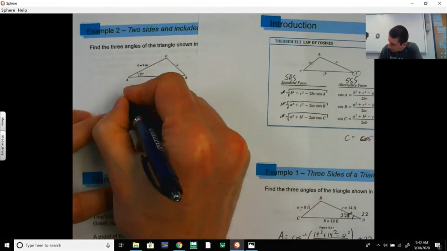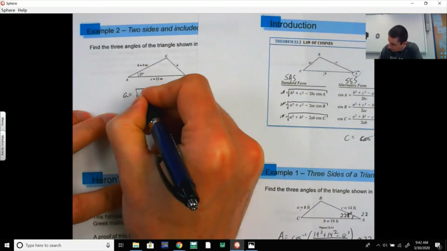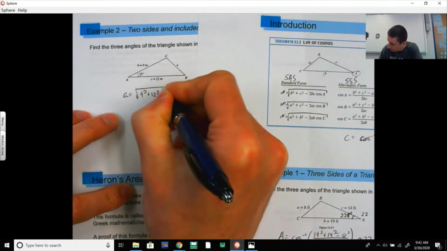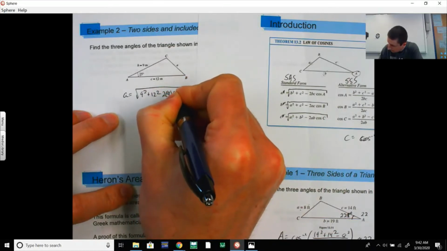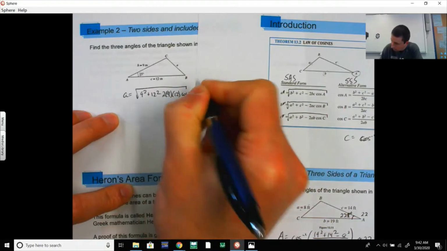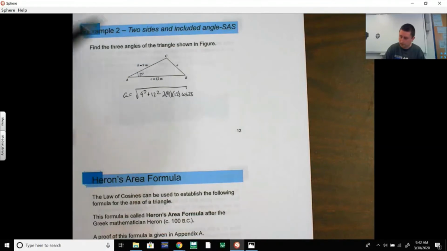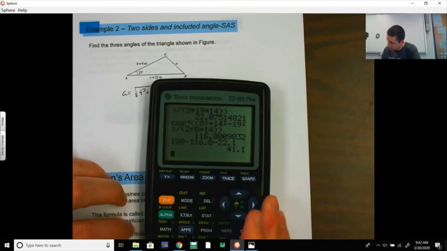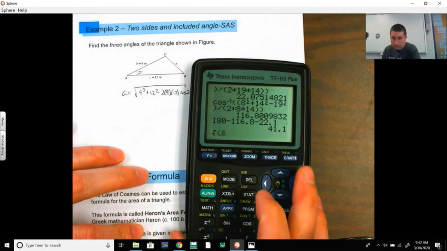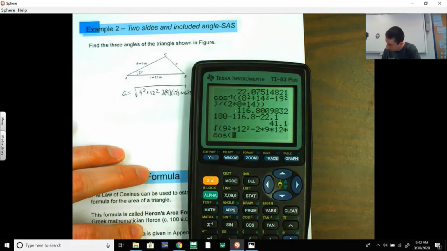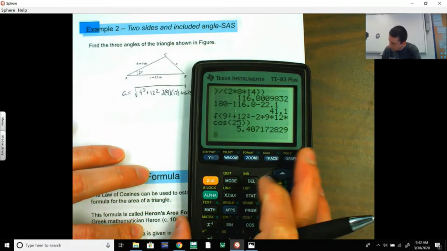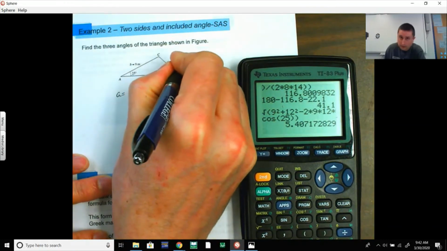So I'm looking for A. A is going to be the square root of B squared plus C squared minus 2 times B times C times the cosine of 25. That is the cosine of A right there. So I want the square root of 9 squared plus 12 squared minus 2 times 9 times 12 times the cosine of 25. And we get 5.4. So you can type it all in just like that.